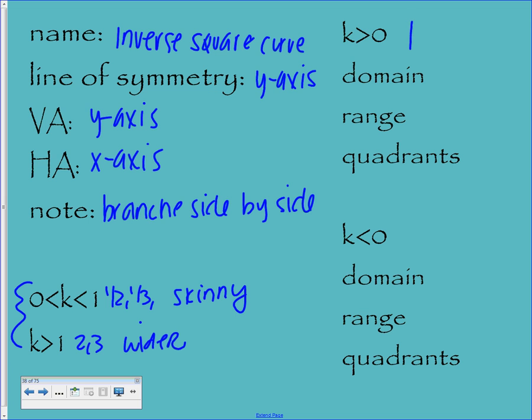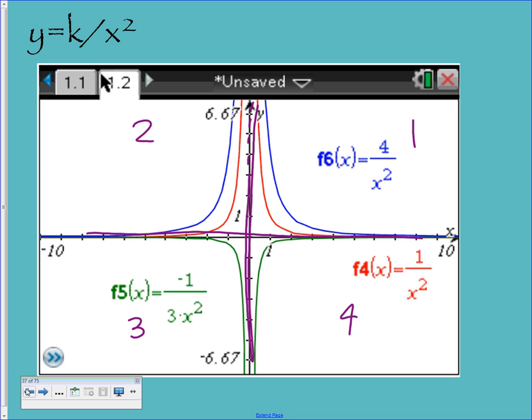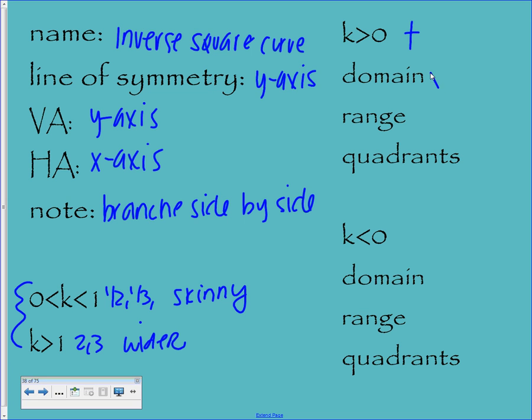k greater than 0 is your positive graphs. So my positive graphs were my blue and my red, and they are in quadrants 1 and 2. And if we talk about domain and range, domain left to right, we're going to see it everywhere, but we're not going to see it right at 0 where that hole is. So my domain is going to be x cannot equal 0. We said quadrants 1 and 2.